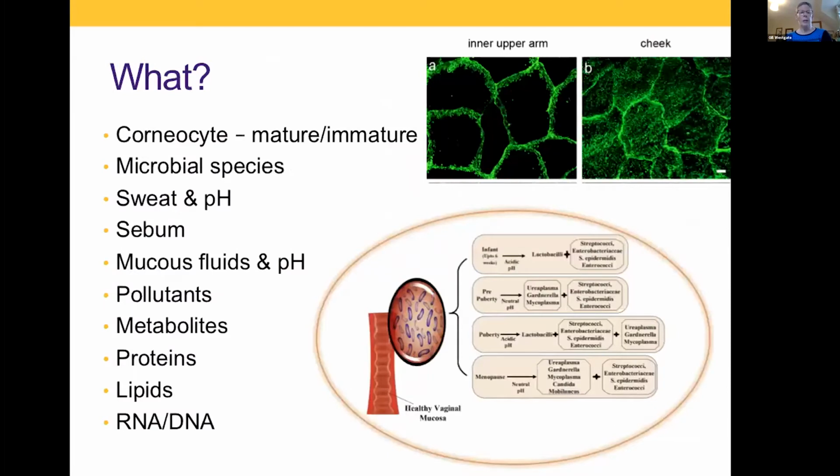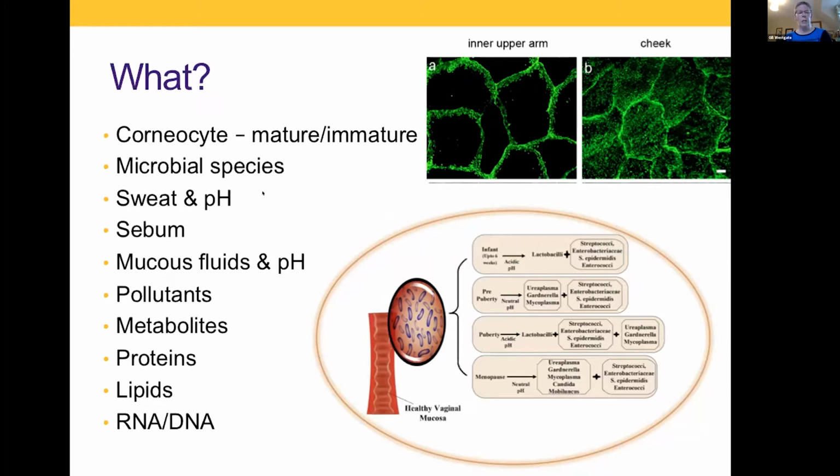So when we talk about what, this is a kind of list. It's probably not an exhaustive one. So you might be sampling corneocytes, and they may be immature or mature. This diagram shows you corneocytes from the forearm and the cheek. So you can see that even with a marker looking at the desmogleins, it shows that there's already a difference between different body sites.